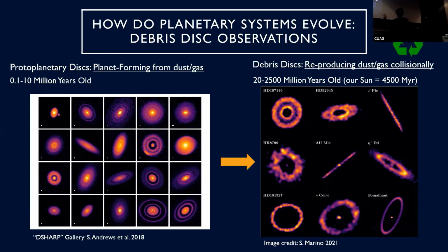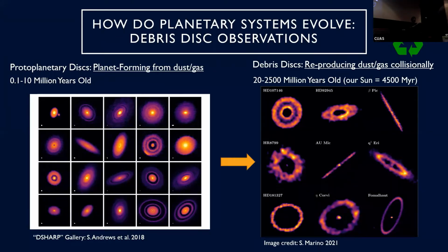But what's happened in these systems is very different. The evolution of the substructure here is very different to the evolution of the substructure here. The reason is that in these young protoplanetary disks, they're forming planets. Whereas in debris disks, planets have already formed, and what we've got now is the reprocessing of all the dust.